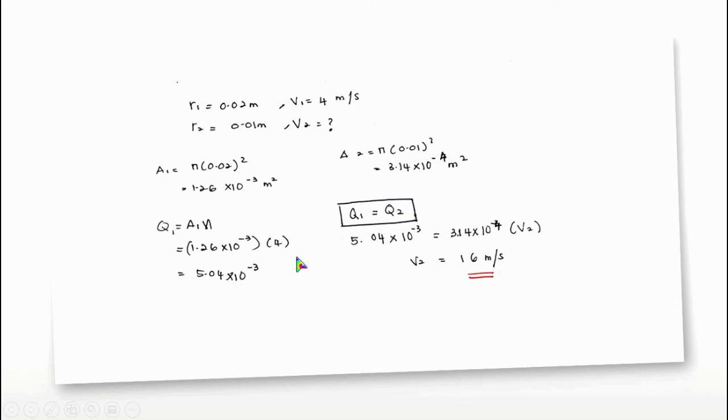So due to the continuity equation, Q1 is equal to Q2. So Q1, 5.04 times 10 to the negative 3, is equal to the Q2, area times V2. So we want to find the V2 here. So V2, after calculating, we get 16 meters per second.